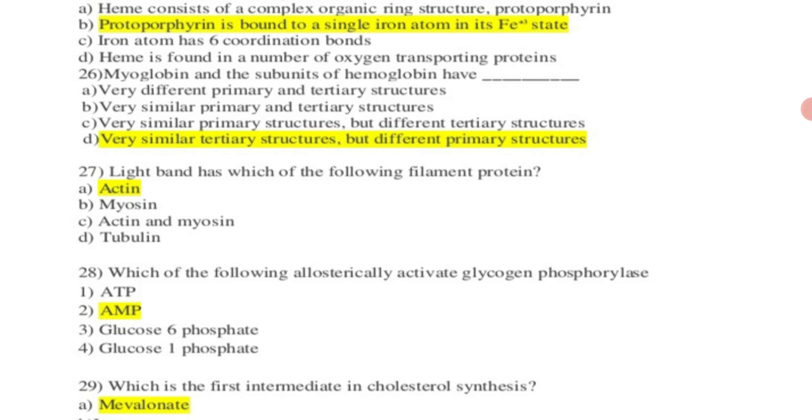Then the question number 28. Which of the following allosterically activates glycogen phosphorylase? The glycogen phosphorylase is one of the phosphorylase enzymes. This catalyzes the rate limiting step in glycogenolysis in an animal by releasing glucose 1 phosphate. It acts on the alpha 1,4 glycosidic linkage of glycogen, and it is allosterically activated by AMP. So the correct answer for it is AMP.